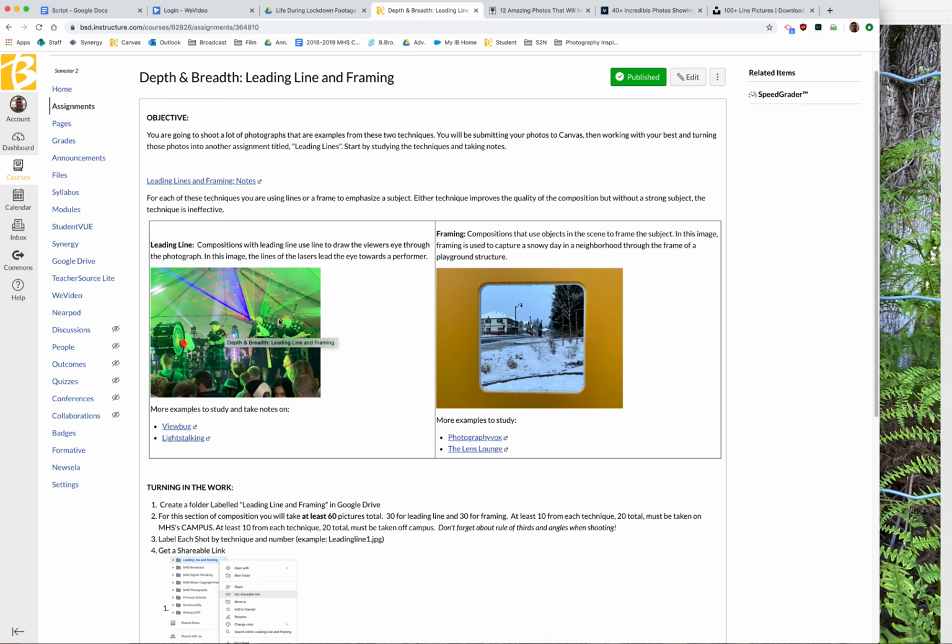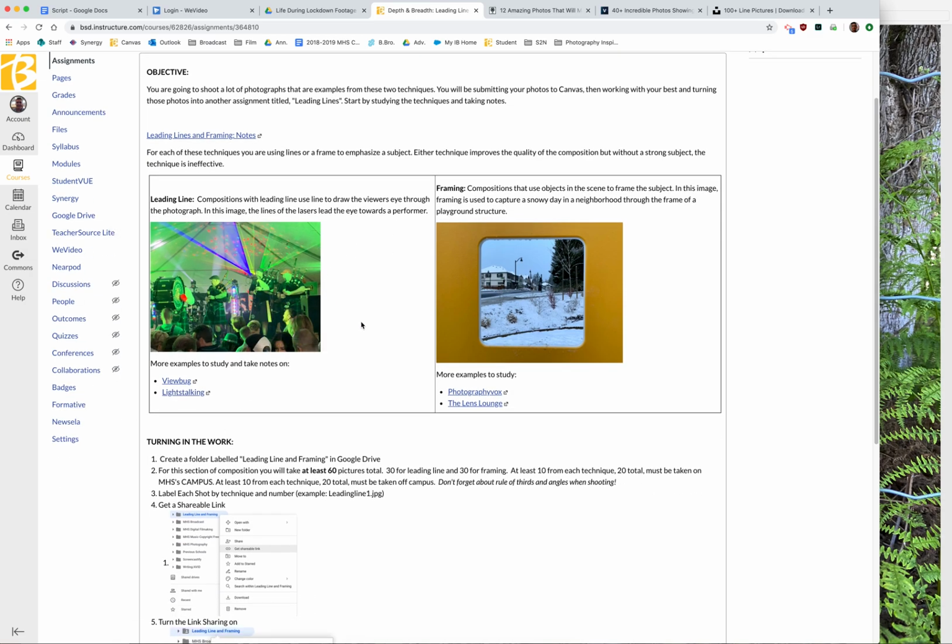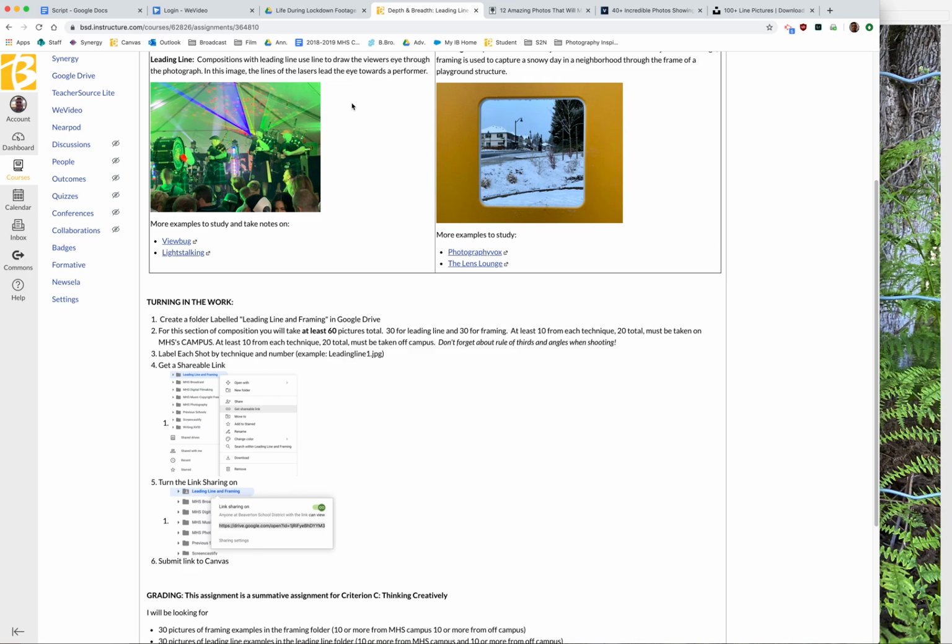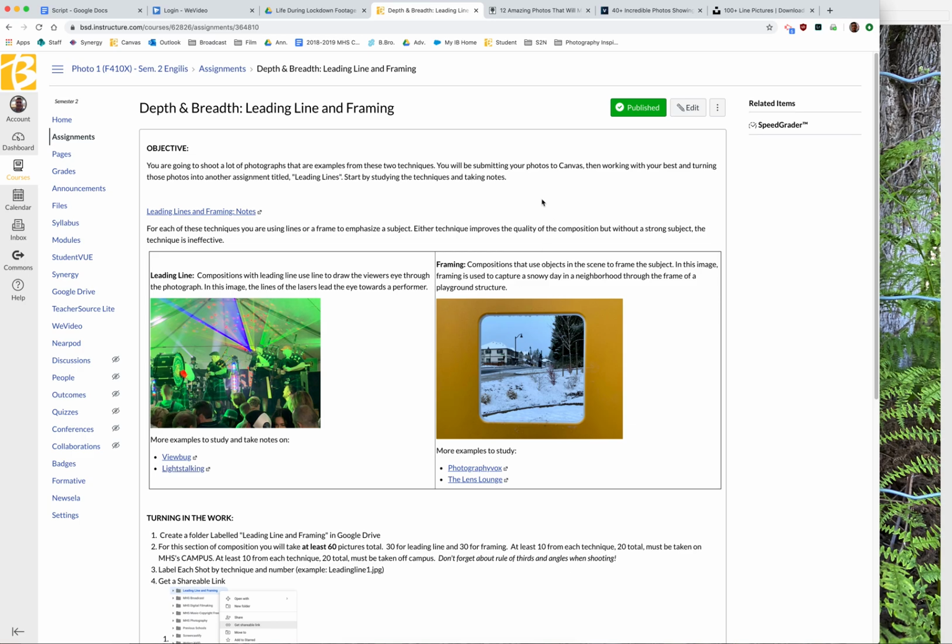And again, 30 photos, so try to make each of them unique and put them in a folder, label them so that there are at least 30 in your depth and breadth folder, and go ahead and turn that into Canvas. Like I said, next week I'll talk a little bit more about framing, but if you're interested, you can go ahead and look at some of the examples. The key takeaway is to try to avoid using windows only as your frame. If you look at some of these sites, you're going to get a lot more ideas about how you can use hair or arms or organic things to frame your subjects, and that's what we'll talk about next week. So this week, please focus on leading line. Thank you.